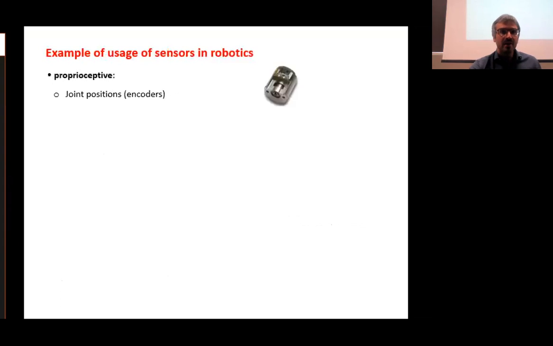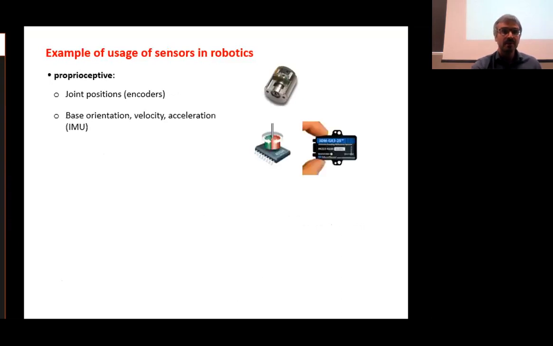And this is an example of an encoder that we mounted, for example, in the iCub robot. They are quite old, but at the time they were very cutting edge because they had 80,000 counts per revolution. We'll see afterwards what this means.